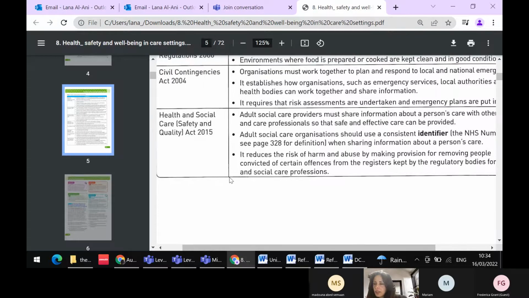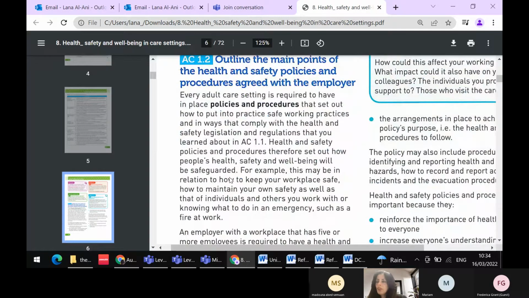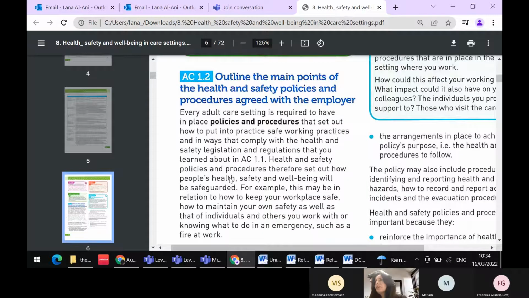So this is all the regulations, as we said. All we need is to write in bullet points what these regulations are. Maybe just 2 lines to explain a little bit about each one of them, just to show the awarding body that you understand them. You don't just copy and paste them from the book. You understand what it's all about.